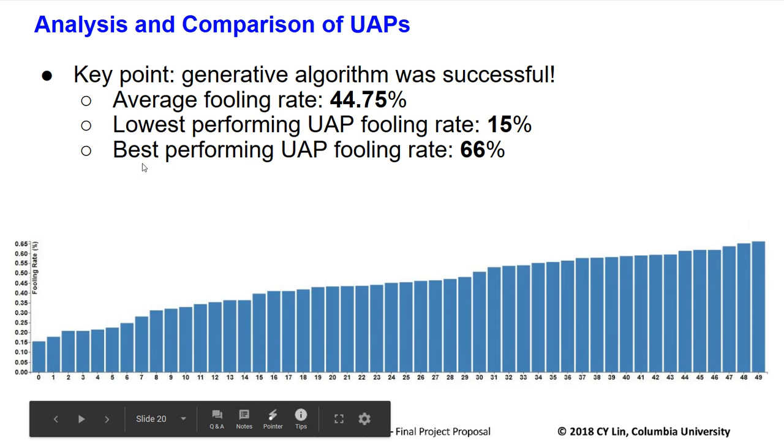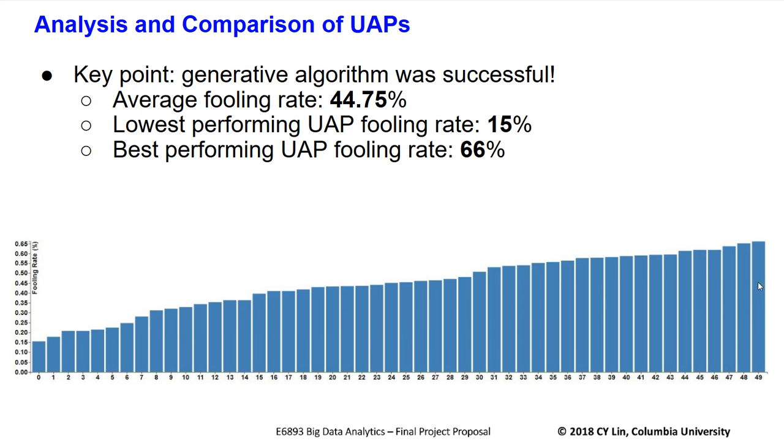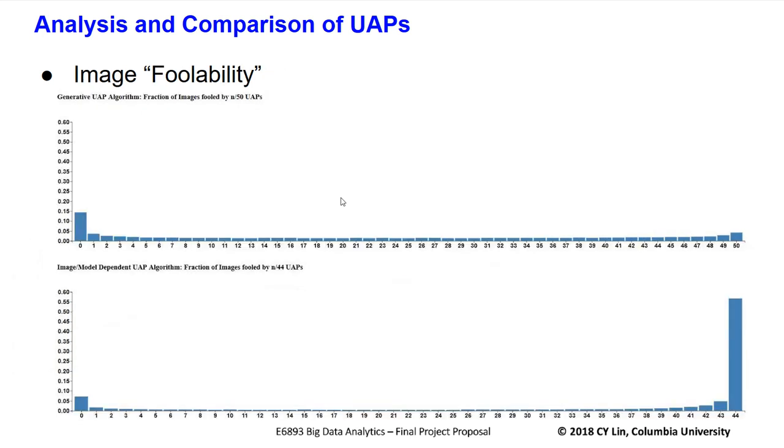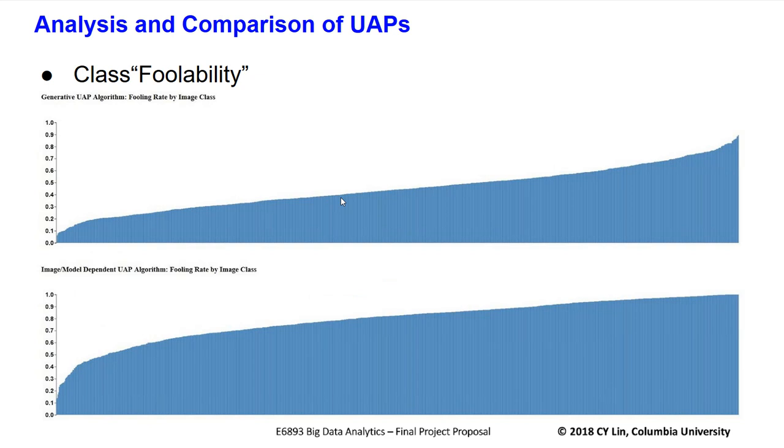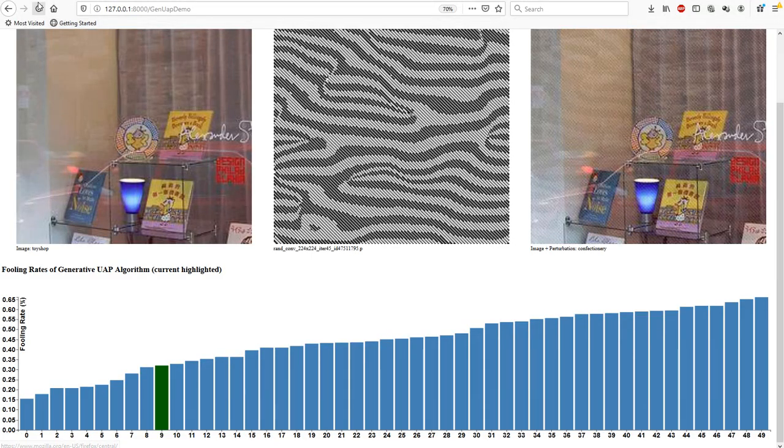Here we see the ranked fooling rate of each individual UAP I generated, from about 15% fooling rate to 66% fooling rate. I generated some other figures, but we don't really have much time to go through them. There's more discussion in the paper. I'm going to go ahead and finish this with a demo of the website.